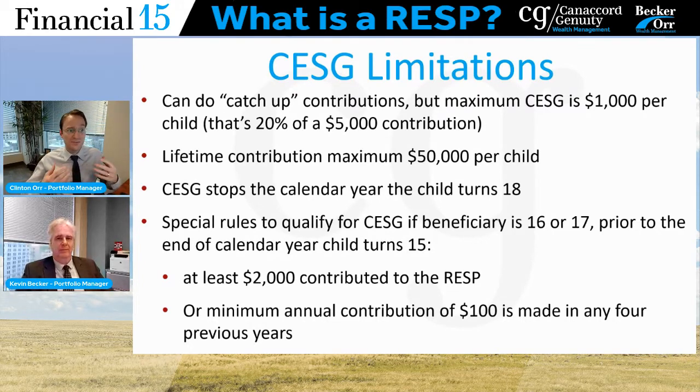You cannot do more than $5,000 in a year and get the government grant. So if you miss a couple of years, you can do a $5,000 contribution. Government will add 20%. That's a $1,000 grant that will go into the account, and you can keep doing that $5,000 contribution until you're fully caught up. There's also a lifetime maximum of what you're allowed to add to the RESP, no more than $50,000 per child.